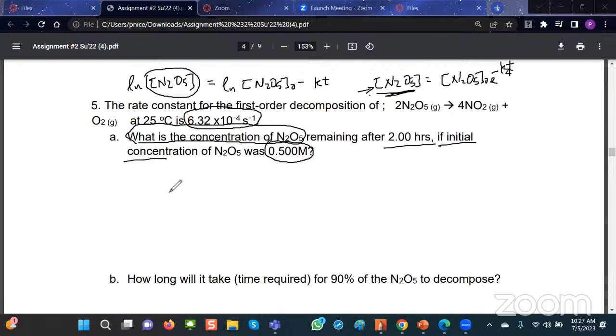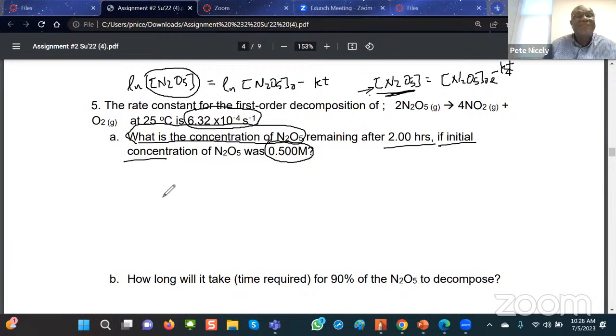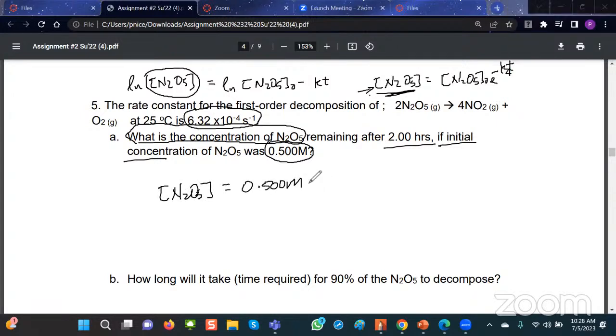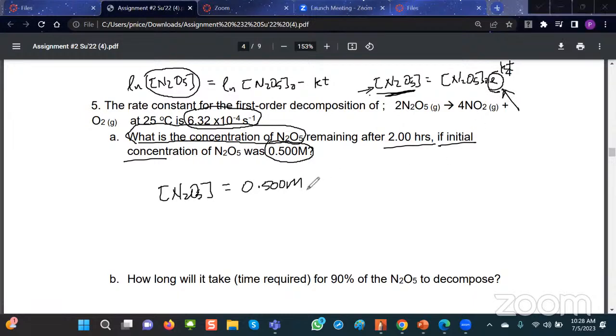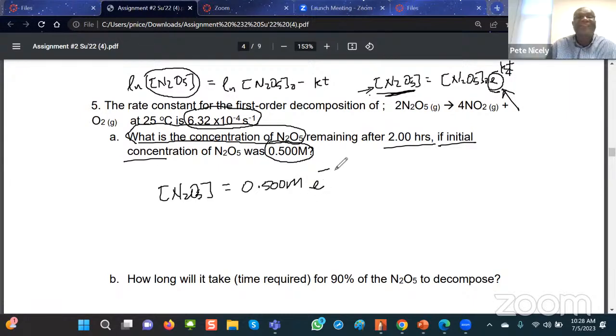Could you start plugging in the values? So 0.500 M for the initial value. So the concentration of N2O5 would be equal to 0.500 M. Okay, what else? And then minus 6.32 times 10 to the negative 4. Well, don't forget this. Remember this? The E? Oh, okay. Exactly. So you need to include that as well. And then the minus KT.